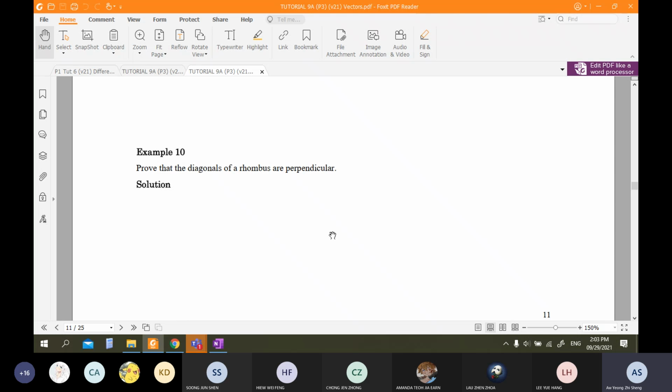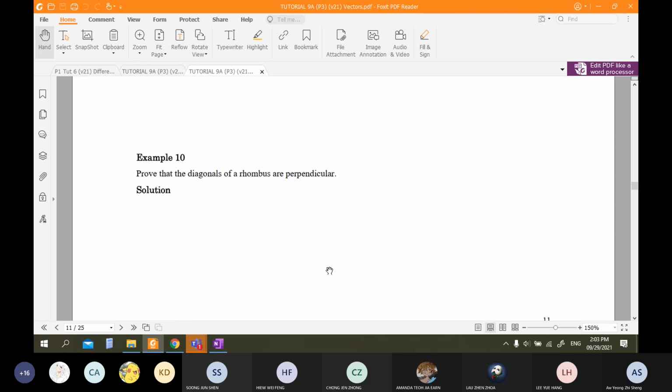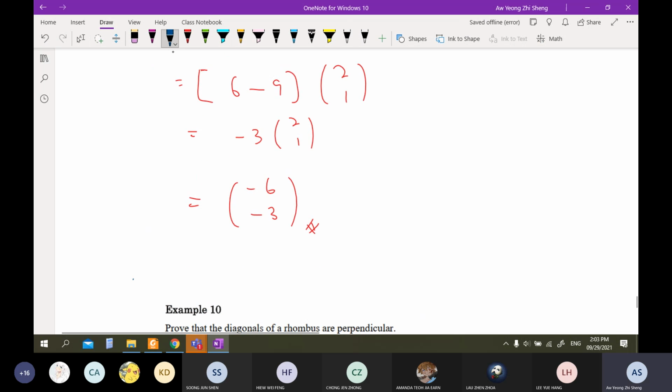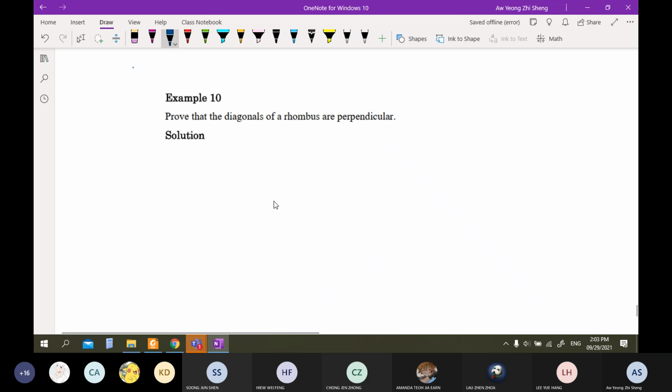Okay, we'll do one more example, then we take a break. Prove that the diagonals of a rhombus are perpendicular. This is a general rhombus, and they are not giving you any specific rhombus. So you have to prove that this statement is true for all rhombuses. In order to prove this, you will want to introduce a diagram.